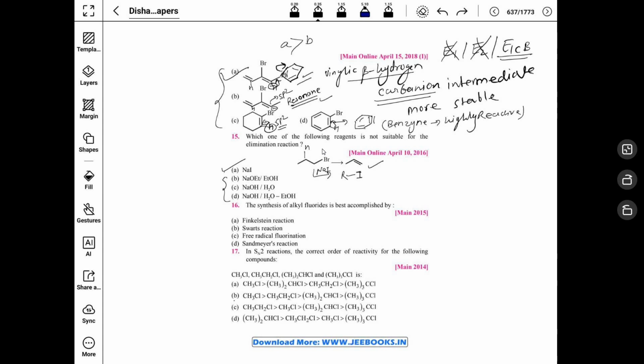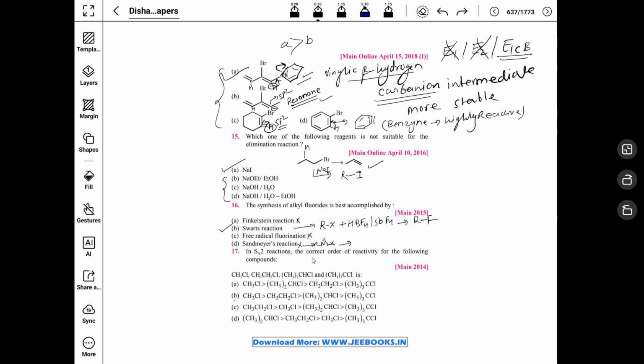Now moving to question number 16. The synthesis of alkyl fluorides is best accomplished by Finkelstein reaction? No, as we have already seen, the Finkelstein reaction involves the reaction of alkyl halides with sodium iodide. Swarts reaction, yes. In the Swarts reaction, we use the reaction of alkyl halides with a source of fluoride, such as these, or antimony fluoride, to give alkyl fluoride. Free radical chlorination, no. Sandmeyer reaction, no. Sandmeyer reactions involve diazonium salt formation and then attack of the nucleophile. So the correct answer is B.